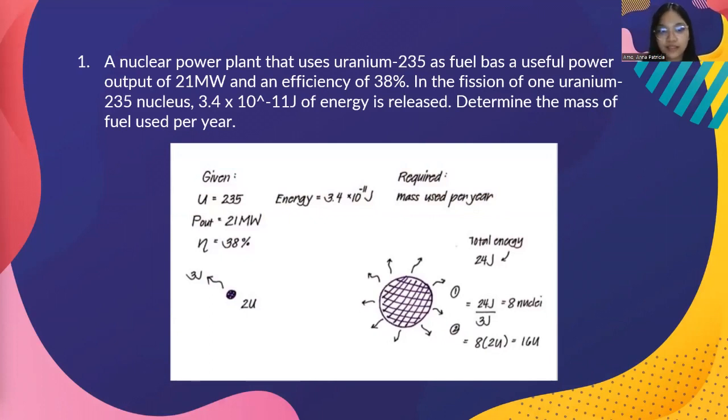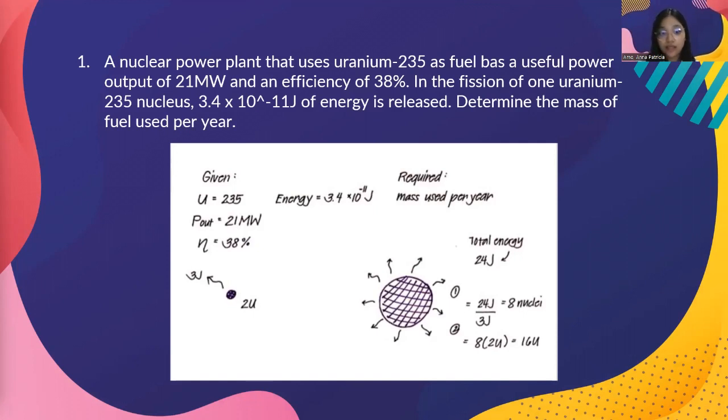Okay, so before we start any question, we should always write our given. So our given here is first our uranium-235. So 235 is our mass of one nucleus. That is the mass of one nucleus. So the atomic mass units for that is the letter U. And then we have our power output of 21 megawatts. So P out is equal to 21 megawatts, and then our efficiency of 38%. Then we also have our 3.4 times 10 to the negative 11 joules of energy.